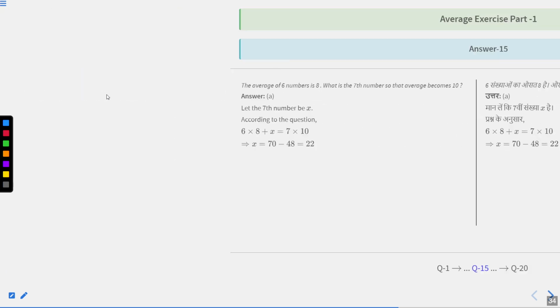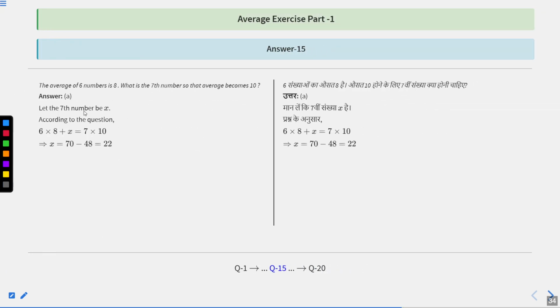Now time's up. Let's see the solution. Let the 7th number be x. According to the question, the average of 6 numbers is 8. So when we multiply, we get the sum of the 6 numbers, which is 6 into 8. What is the 7th number so that the average becomes 10? It means the total sum of the 7 numbers is 7 into 10, which is 70. So we can write 6 into 8 plus x equals 7 into 10. We can easily calculate x, which is 70 minus 48. We get x equals 22. So A is the correct answer.